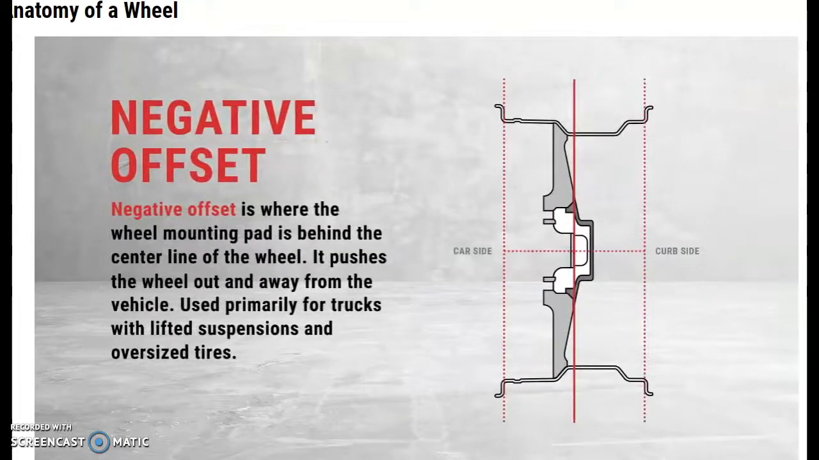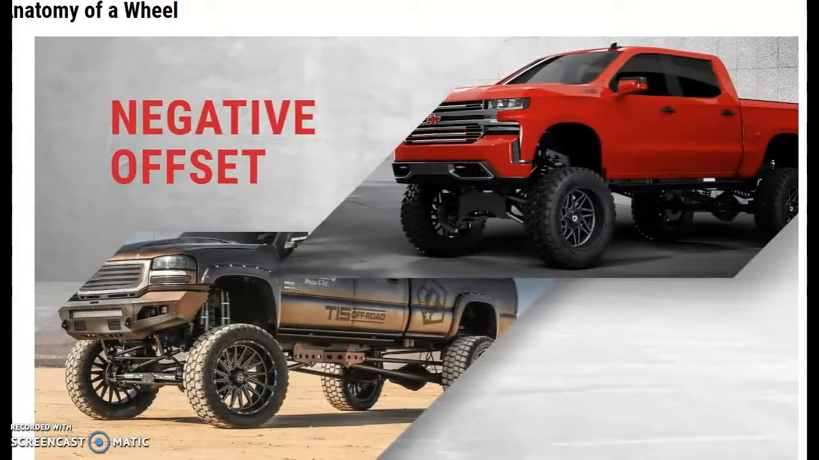Negative offset is where the wheel mounting pad is behind the center line of the wheel. It pushes the wheel out and away from the vehicle, used primarily for trucks with lifted suspensions and oversized tires. In this example, we see some examples of a negative offset.